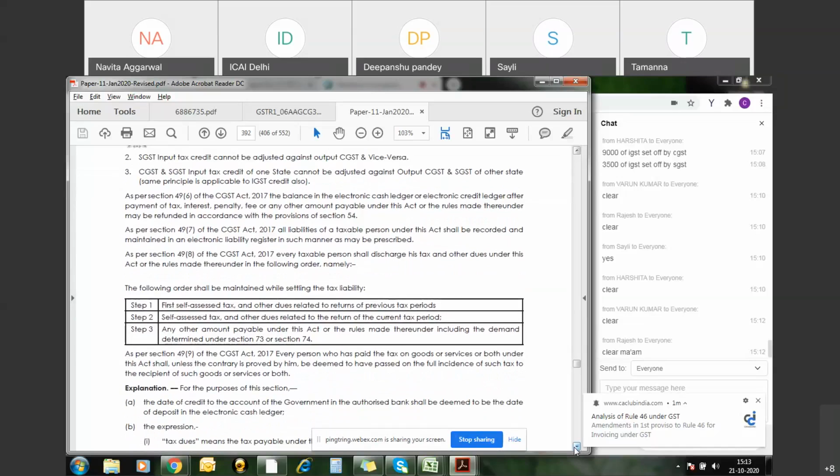Then, after setting off the liability of the previous year, if anything is left over, the current tax period's self outward liability, made through self assessment, is settled off. Thereafter, if there is any demand raised by the department under section 73 or 74, the leftover ITC is utilized against that demand. Hope this is clear.